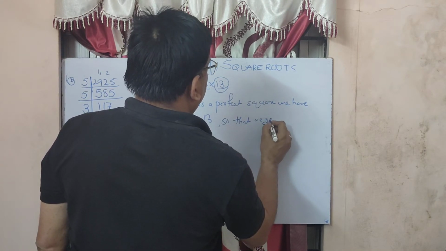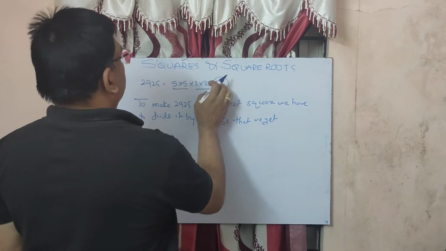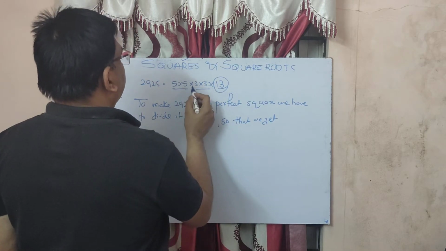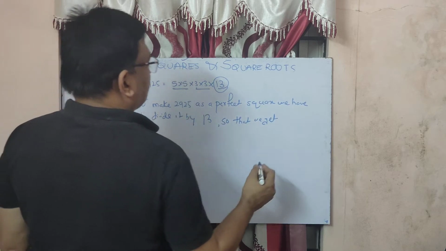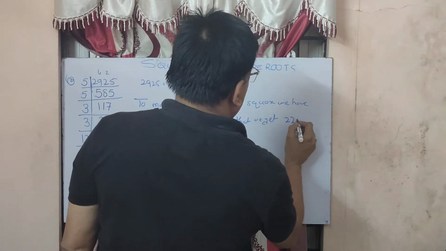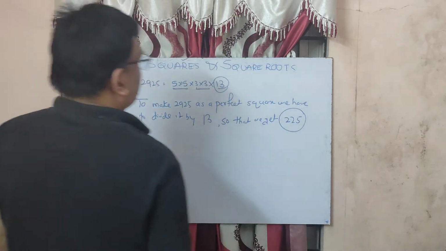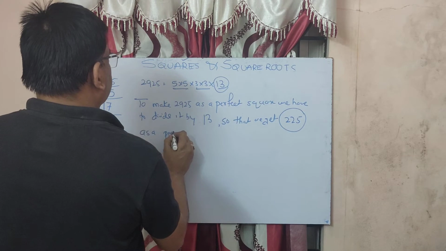So that we get, how much we get? If we remove this 13 from this number, we get only 5. 5 5s are 25, 25 3s are 75, 75 3s are 225. So that we get 225 as a perfect square.